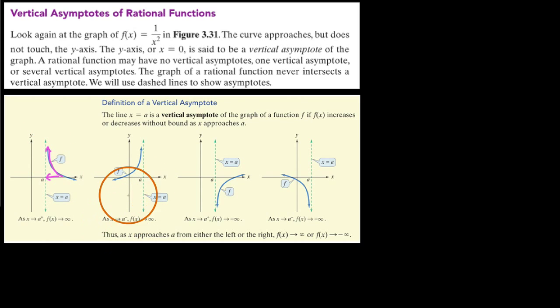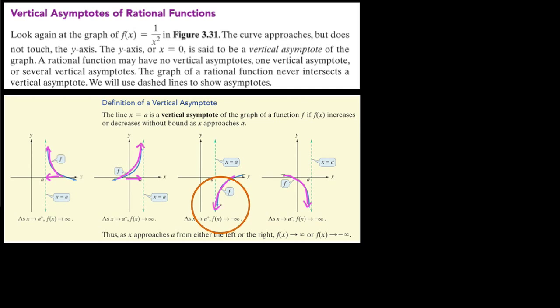Whereas if we approached a from the left this time, our y values might also approach positive infinity. Now it's possible that as we approach a from the right, our y values actually decrease without bound, or as we approach a from the left, that our y values decrease without bound. But it's one of these two always, okay?